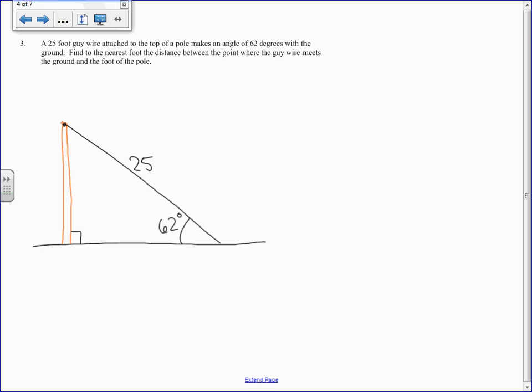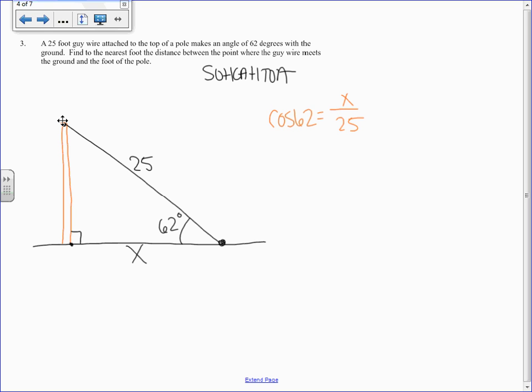I want to find the distance between the point where the wire meets the ground and the foot of the pole. So I'm looking for this distance right here. So going back to SOHCAHTOA, I've got an angle. I know the adjacent side and the hypotenuse. I'm going to be using cosine. So the cosine of 62 is going to be equal to the adjacent side divided by the hypotenuse.